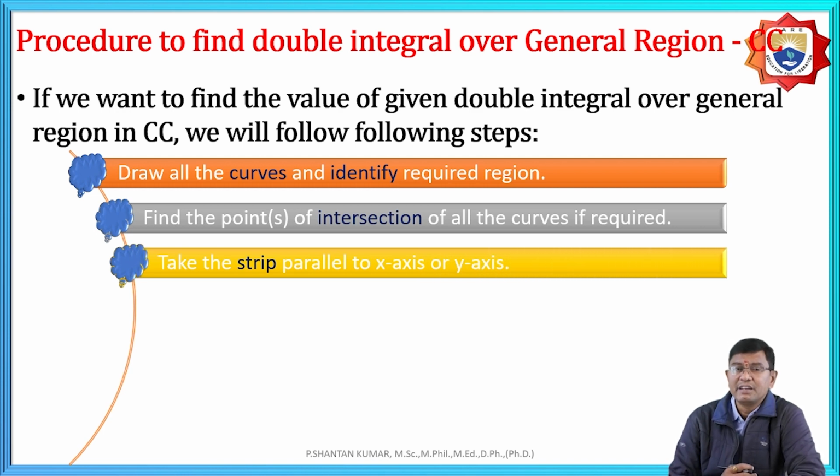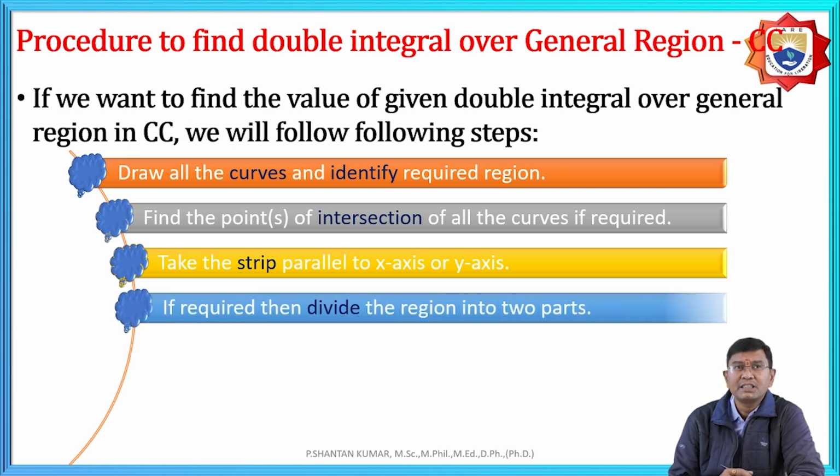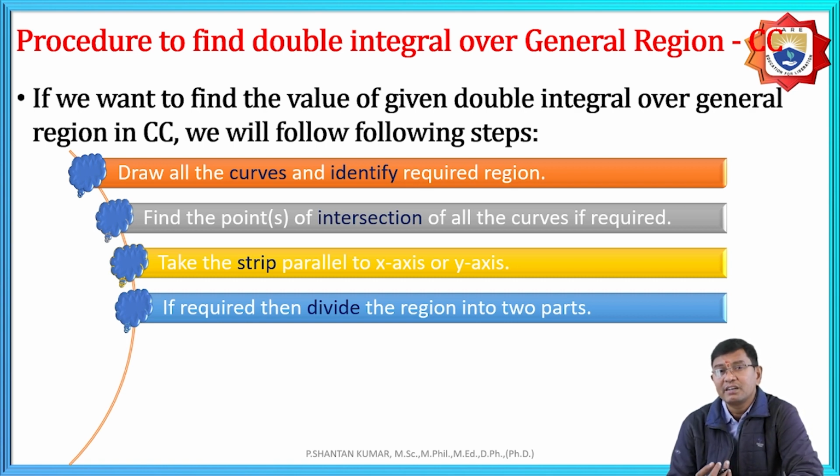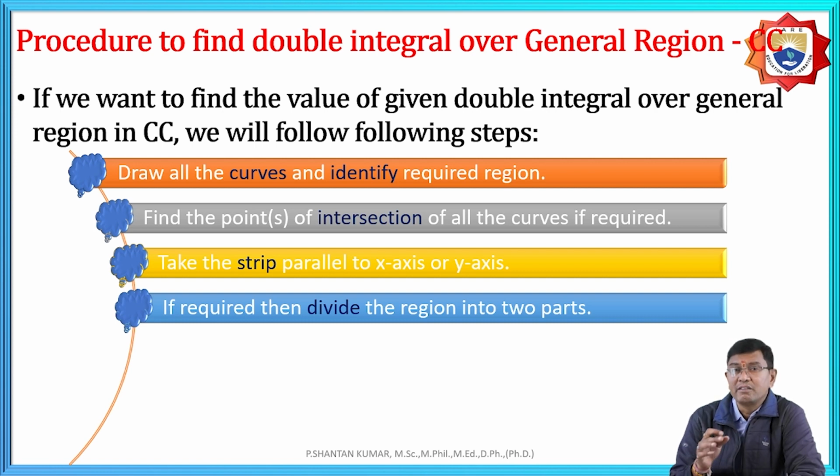With either method, we get the same solution. Either we take the strip parallel to x-axis or parallel to y-axis; that depends upon our choice. Next, if required, divide the region into two parts. Sometimes by taking the strip parallel to x-axis or parallel to y-axis, a division into two parts is also possible, which is easier to understand while observing the problems.